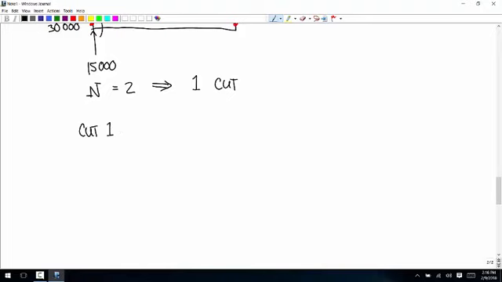Okay, so cut 1 is valid for all x's on the whole thing, so between 0 and 3. I'm going to call 0 to 3 Texas because it's where all my x's live.